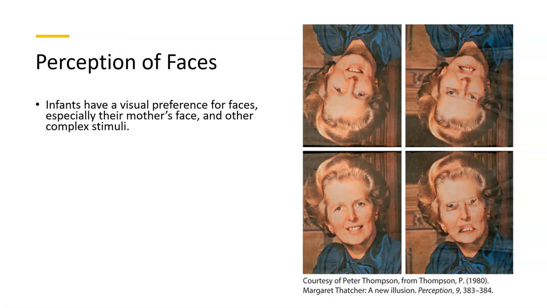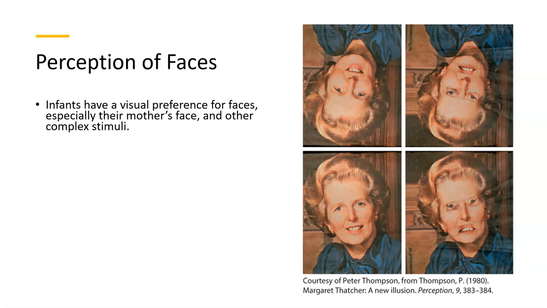So in the image that you see here, it's called a Thatcherized face. So the images of Margaret Thatcher, the late Margaret Thatcher, who was the Prime Minister of England. And what you do in a Thatcherized face is when you take parts of the face and flip them. So adults readily detect these changes in face patterns when the faces are viewed upright.